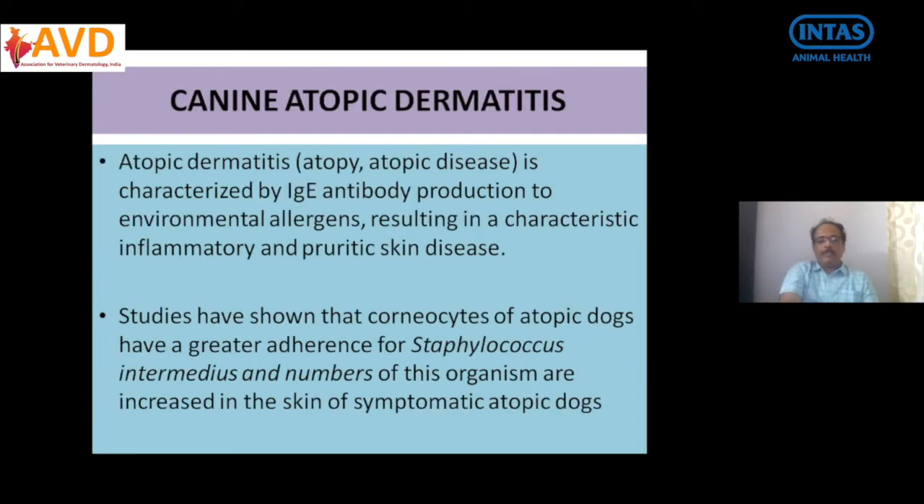So the next condition is canine atopy. It is characterized by IgE antibody production to environmental allergens, especially inhaled allergens, and it is an inflammatory pruritic skin disease.